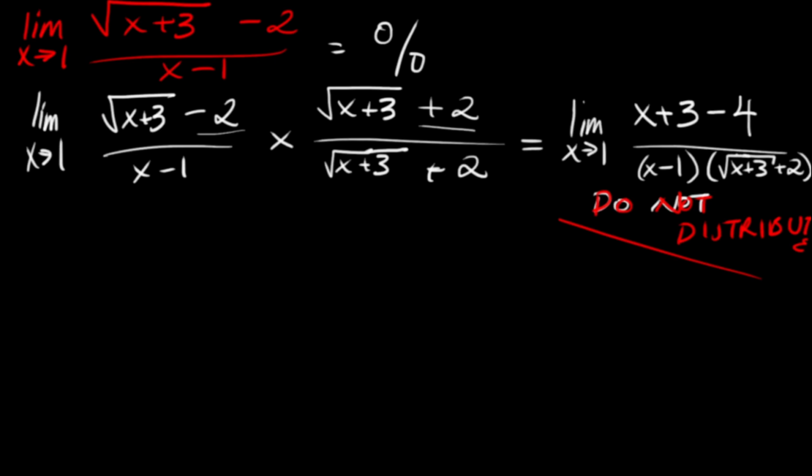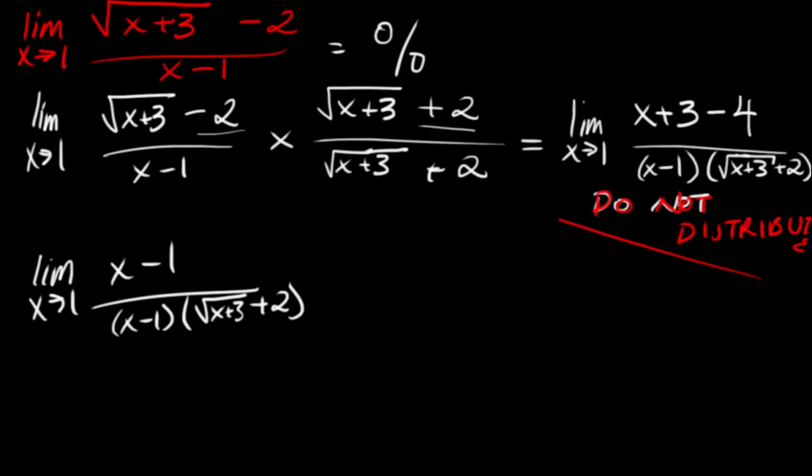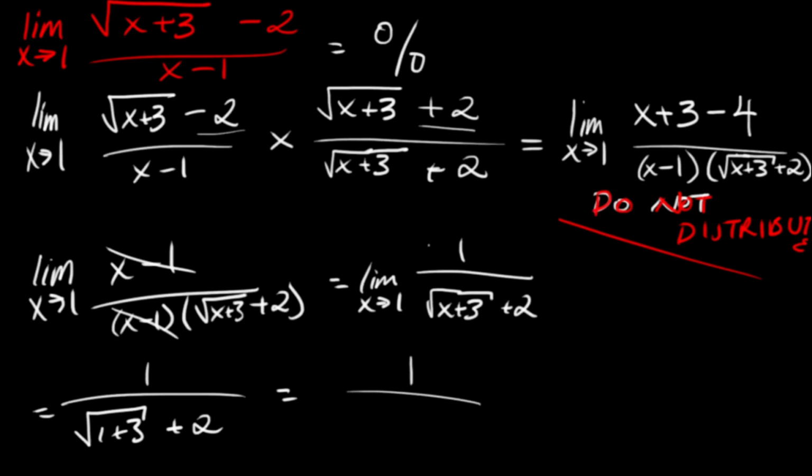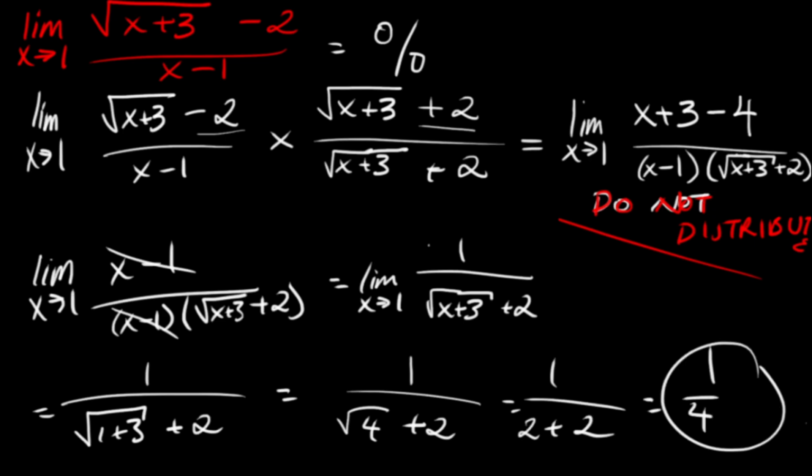So now we're going to speed this up a bit because my pad is about to run out, and it's going to equal the limit as x approaches 1 of x minus 1 over x minus 1 times the conjugate, and the x minus 1's cancel out, so that's the limit as x approaches 1 of 1 over the square root of x plus 3 plus 2, and that's equal to 1 over the square root of 1 plus 3 plus 2, which eventually leads to 1 over the square root of 4 plus 2 equals 1 over 2 plus 2 equals 1 over 4 overall. So now, that's your answer. See, it wasn't that hard.